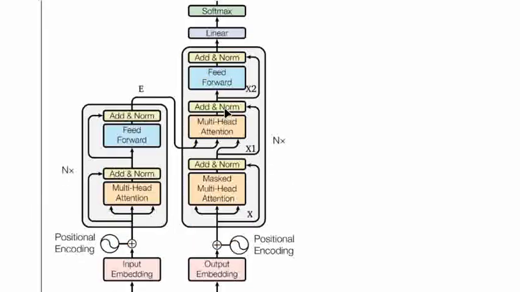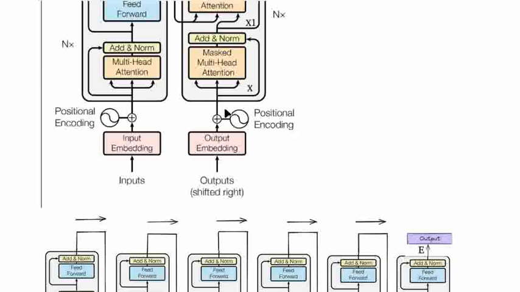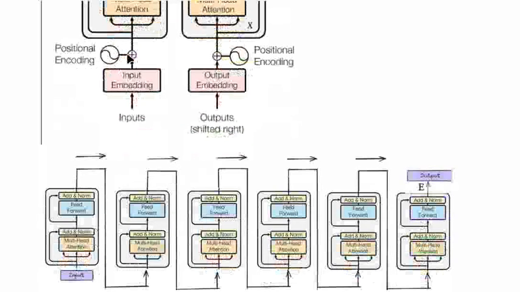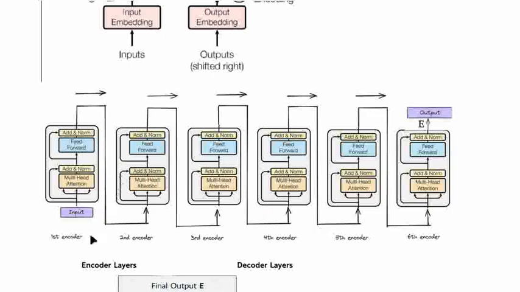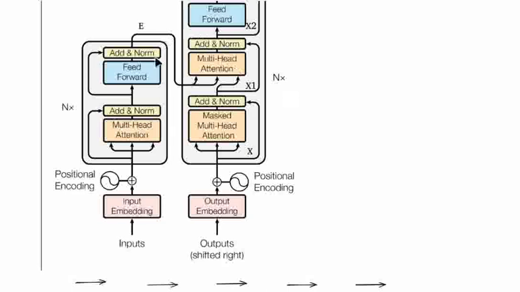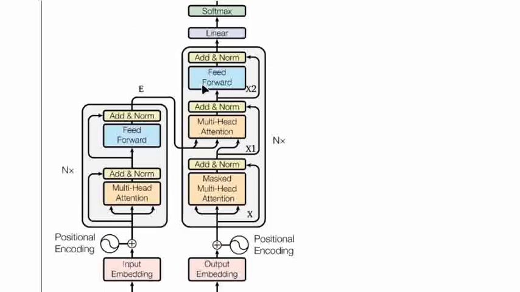So actually, if you expand these encoder layers, it looks like this. We have this input, and this is encoder 1. The output of this goes to the second encoder, and the second encoder output goes to the third encoder, and so on. And the final output, the output of encoder 6, is E. And this E goes to all the multi-head attentions of the decoders.